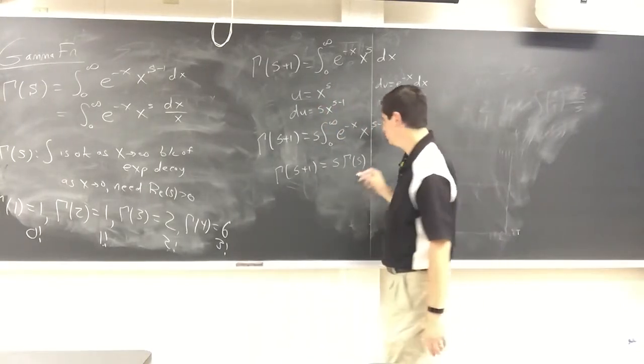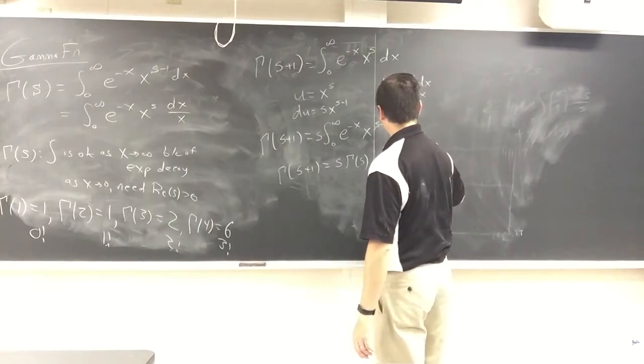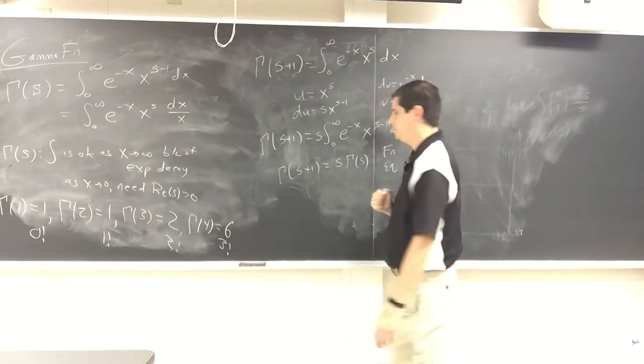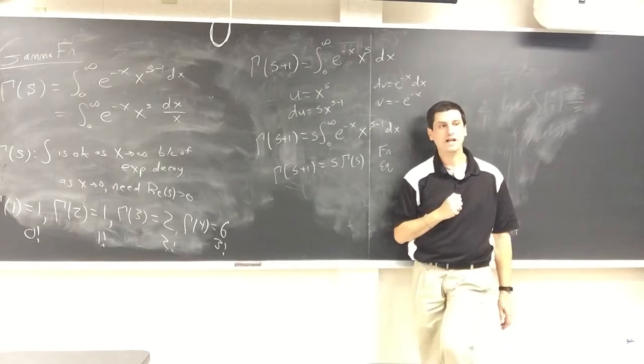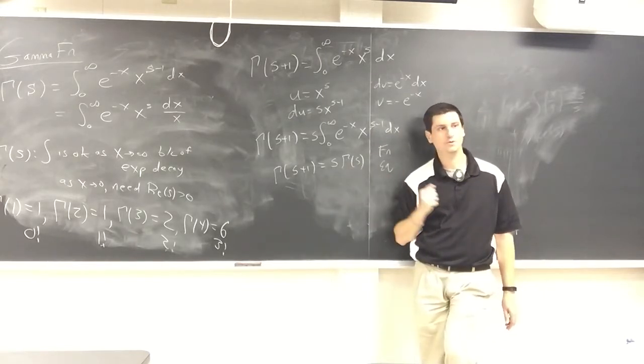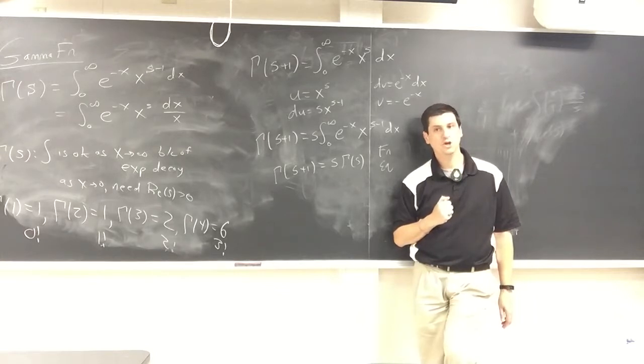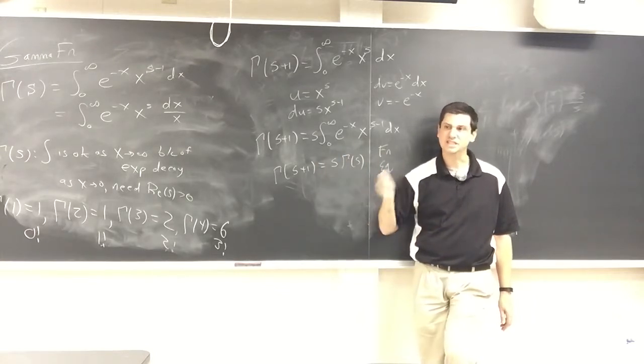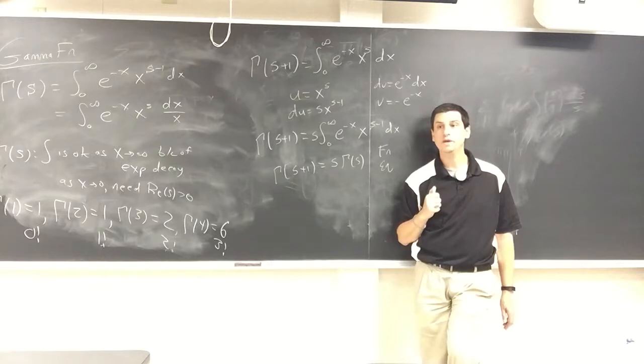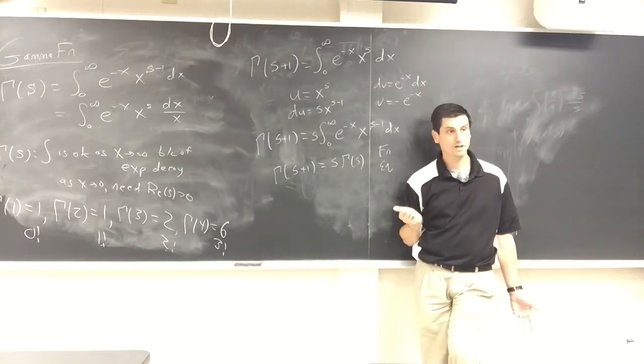So this is called the functional equation of the gamma function. It relates its value at s plus 1 to its value at s, or conversely its value at s to its value at s plus 1. So what's nice about this is you can use this to extend the definition. Initially, it only makes sense when the real part of s is greater than 0.